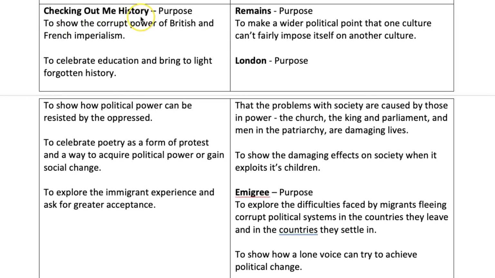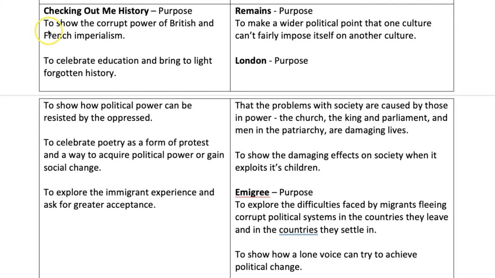The key thing is to understand the poet's purpose. Let's get started. Next we have Checking Out My History. This is, as you've seen, a really cracking poem to use because it does have a really defined form and structure and will enable you to get the top grades.